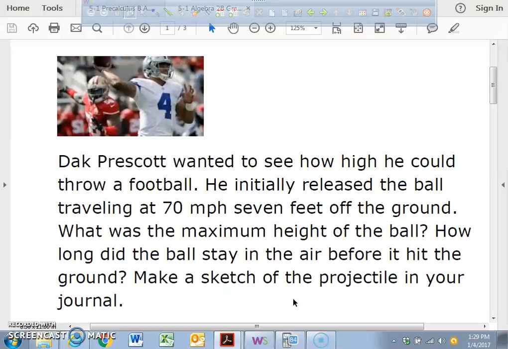So what I want you to understand is, why does it say 7 feet off the ground? Because where would somebody's release point be if you're about 6'3" or 6'4"? It's going to be up higher, right? So what I want you guys to do is, he's releasing the ball up here, which is going to be making him higher than he actually is. So he's going to start out at 7 feet.